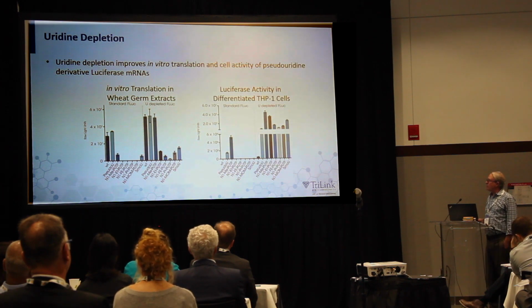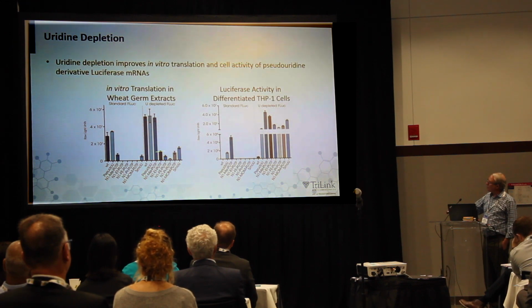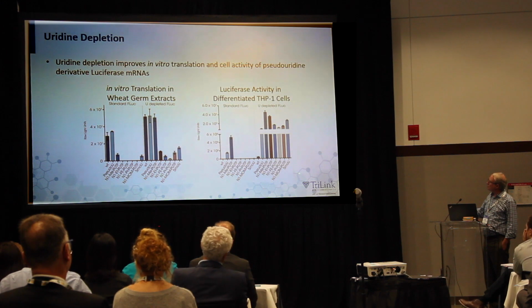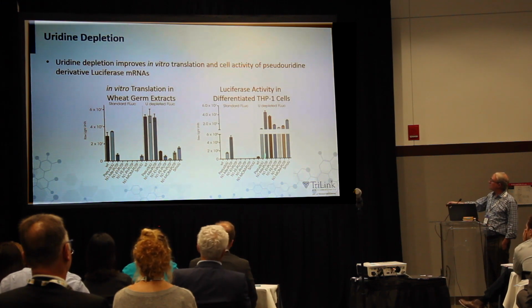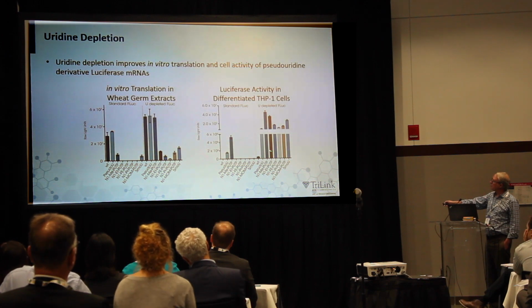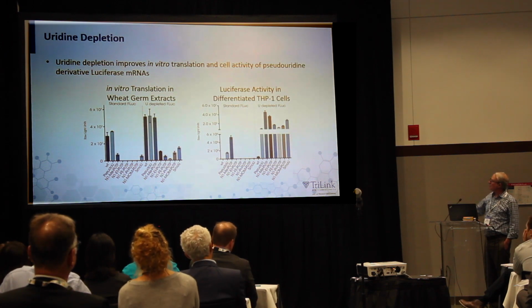Now, when we looked in wheat germ extracts, we saw that uridine depletion here on the right-hand side versus the left-hand side gave us more activity. So where we were seeing no activity here, we were seeing some activity here. But when we looked in cell culture, we saw really dramatic effects. So here on the left is non-uridine depleted, and here on the right is uridine depleted, and we had to cut the scale in order to be able to put them both on the same graph. And so we saw significant improvements in activity upon uridine depletion of the sequences.